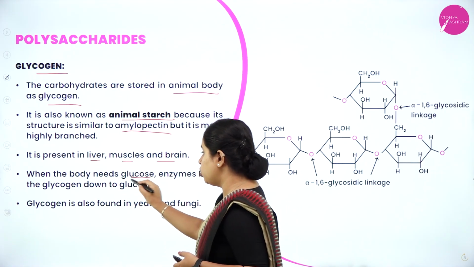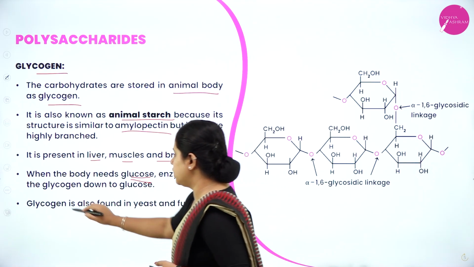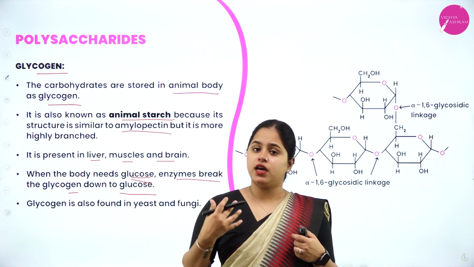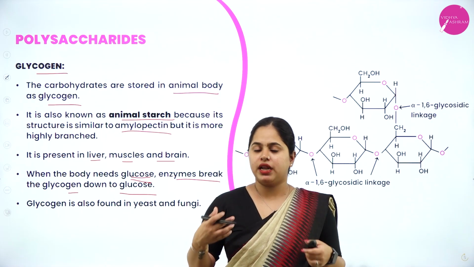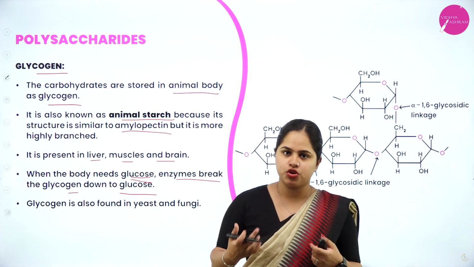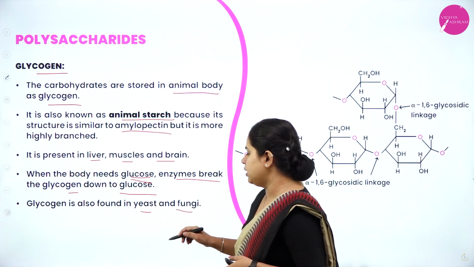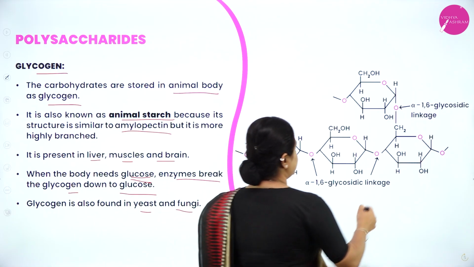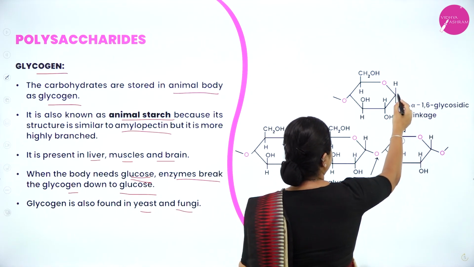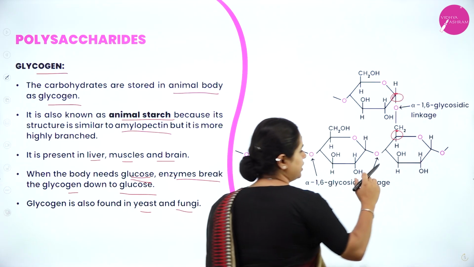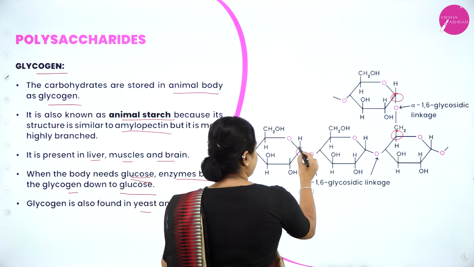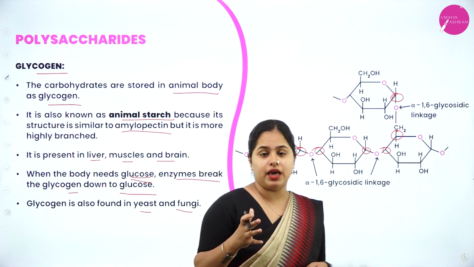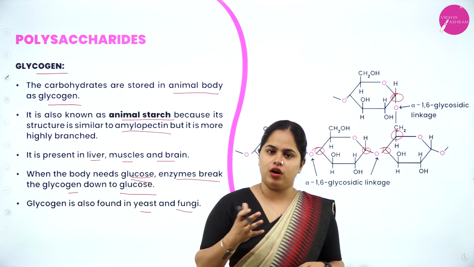When the body needs glucose, enzymes break down the glycogen to glucose. So it is stored as glycogen, and when we are in need of glucose, the glycogen will break down with the help of enzymes and produce glucose. Glycogen is also found in yeast and fungi. So this you can see it's a highly branched structure. So you can see this is one molecule of glucose, and between the C1 and C6 you are having another glycosidic linkage, and here you can see between C1 and C4 another C1 and C4, and it will continue. So this quite has a similarity with amylopectin, that is why it is also called as animal starch.